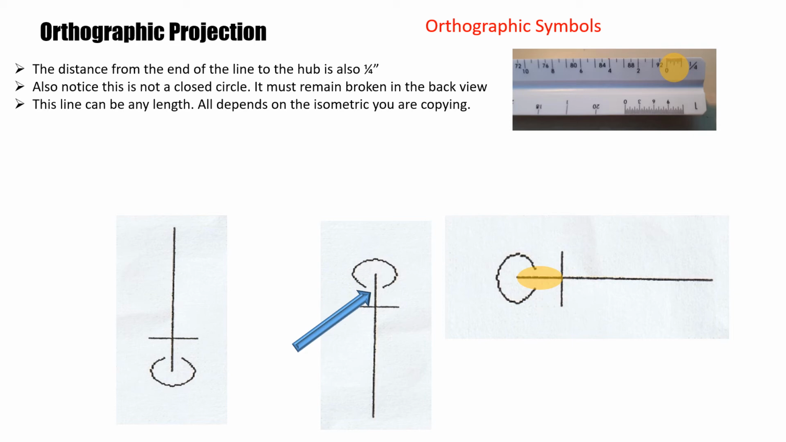This line can be any length. It depends on the isometric that you're copying. So this line here, if I say just draw a 90 going away from the viewer, this line can be any, you can stop it here, you can stop it here, here, whatever. What I'm looking for is positioning of the line in the center of the circle, that these are 1/4 of an inch long, and at this distance is 1/4 of an inch long as well.